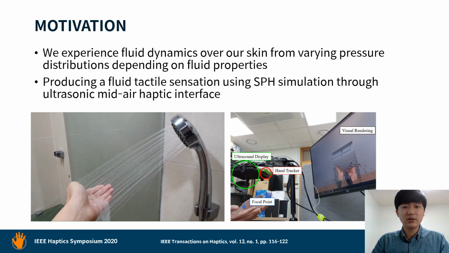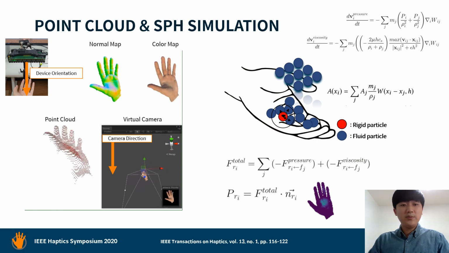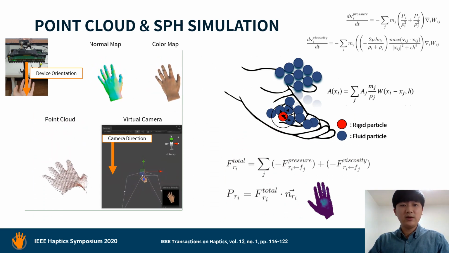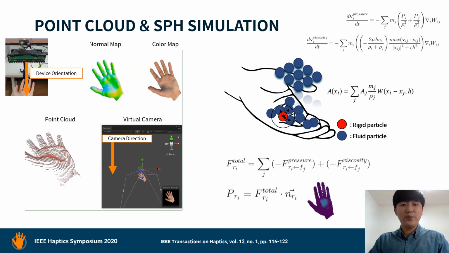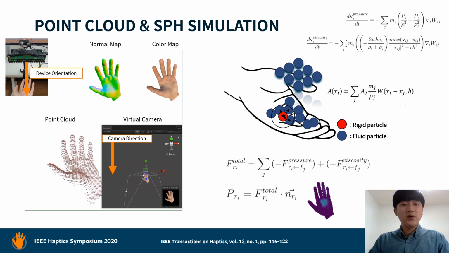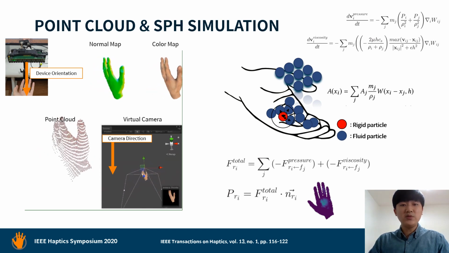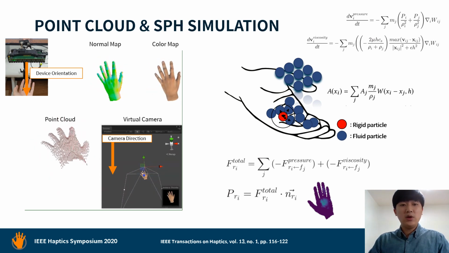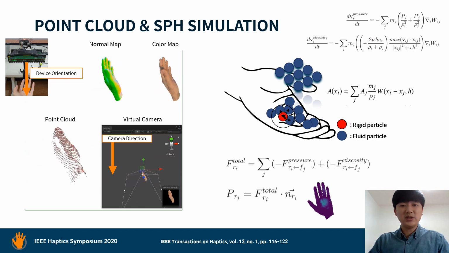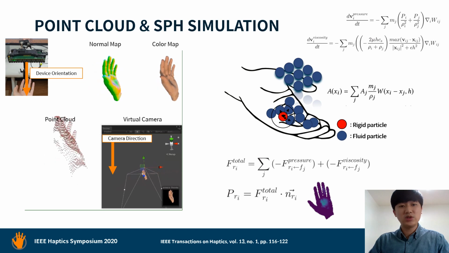the user's skin. In our method, we extract a point cloud which represents the surface of the virtual hand. Each rigid particle is computed using the depth and normal textures of the virtual camera. We use the point cloud for SPH simulation and tactile rendering. We compute the rigid-fluid interaction using weakly compressible SPH simulation with a versatile approach.